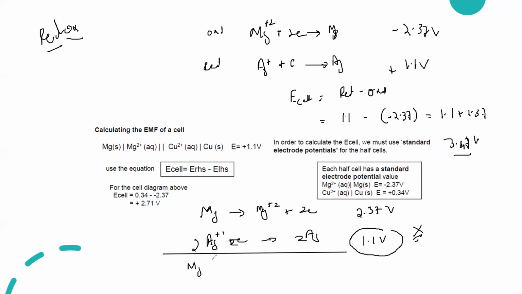So here what happened? Magnesium reacted with 2 silver ions, changed to magnesium ion plus 2 silver atoms. So this is a balanced equation for the reaction between magnesium and silver. But the voltage, the standard electrode potential for this cell, will be 3.47, not 3.47 plus 1.1, which would make 4.57. That will be wrong. Is it clear? So do not multiply the voltage by any number, even if you are trying to balance the equation.